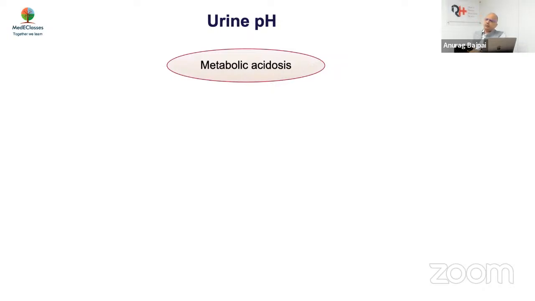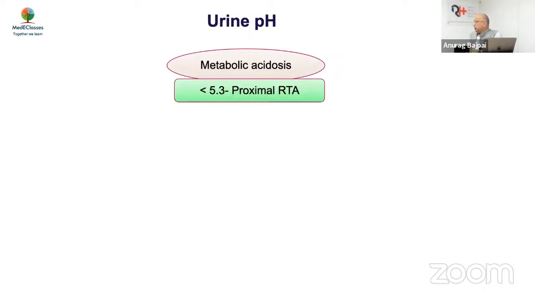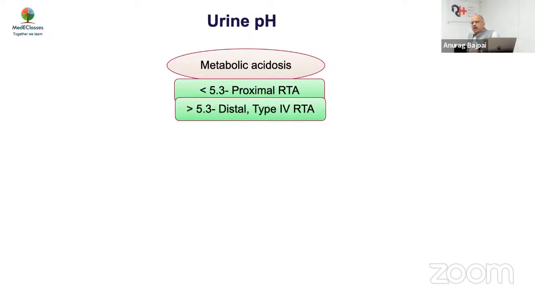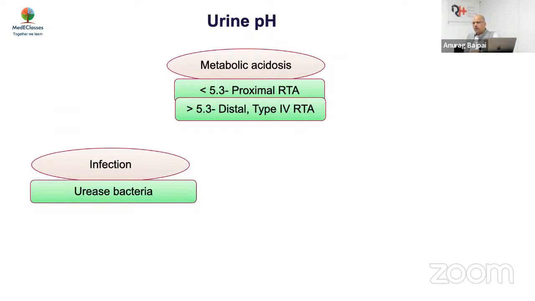Anybody who has acidosis should have an acidic urine. If your urine pH is more than 5.3, this goes more in favor of a distal RTA. Now, infection can cause some confusion, especially if you have a urease producing bacteria, you will have more production of ammonia and you will have an alkaline urine as we saw in the first case.